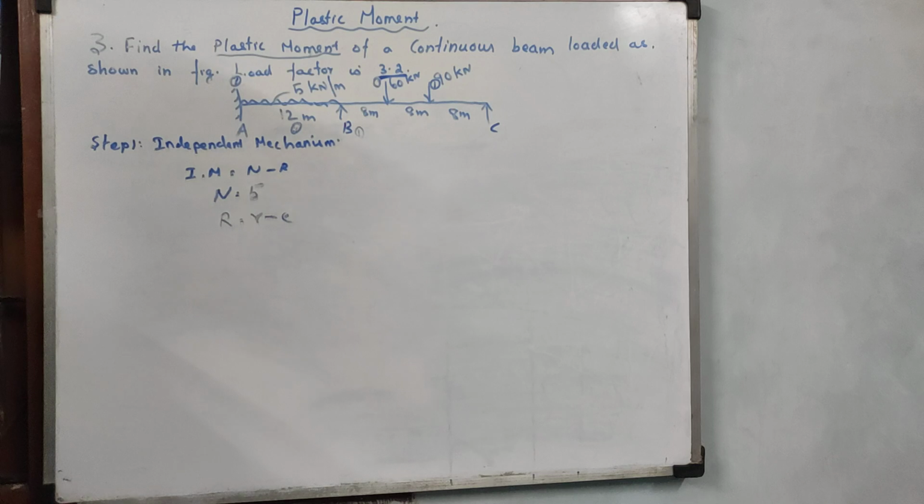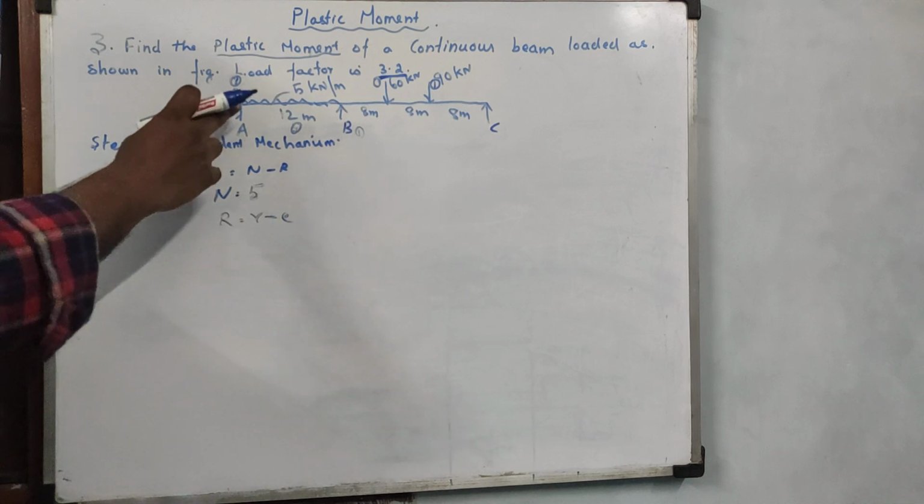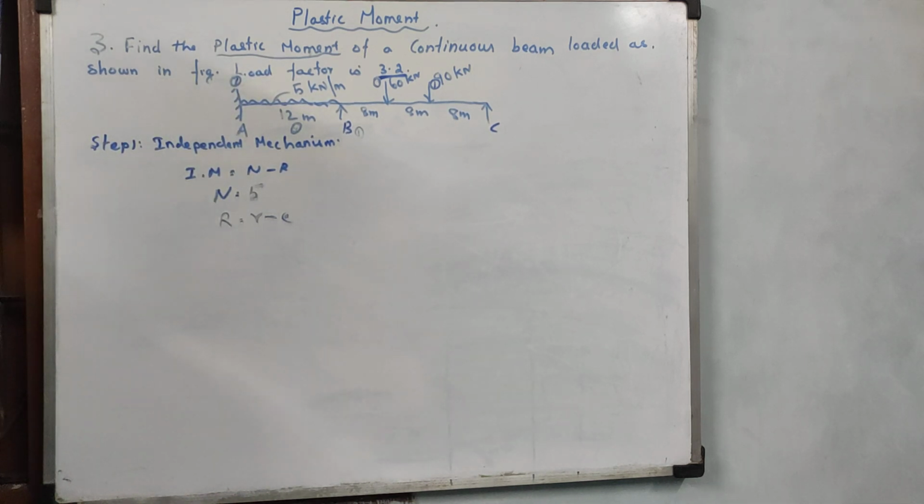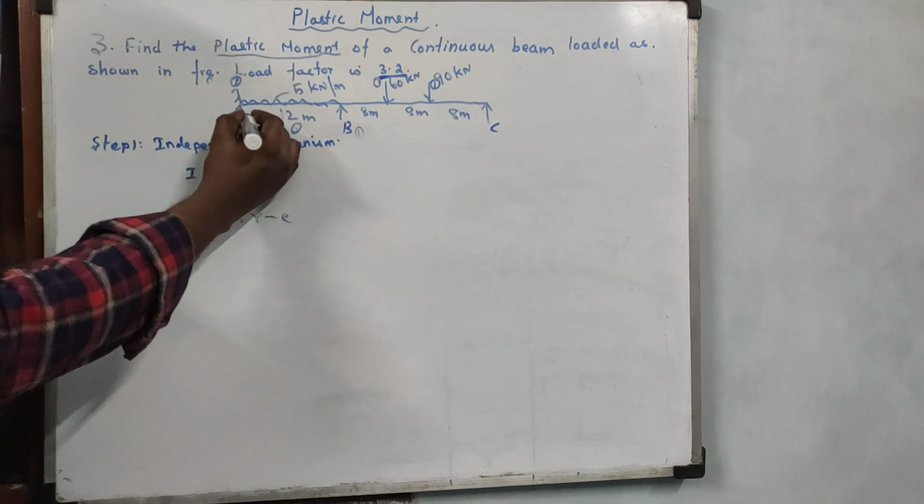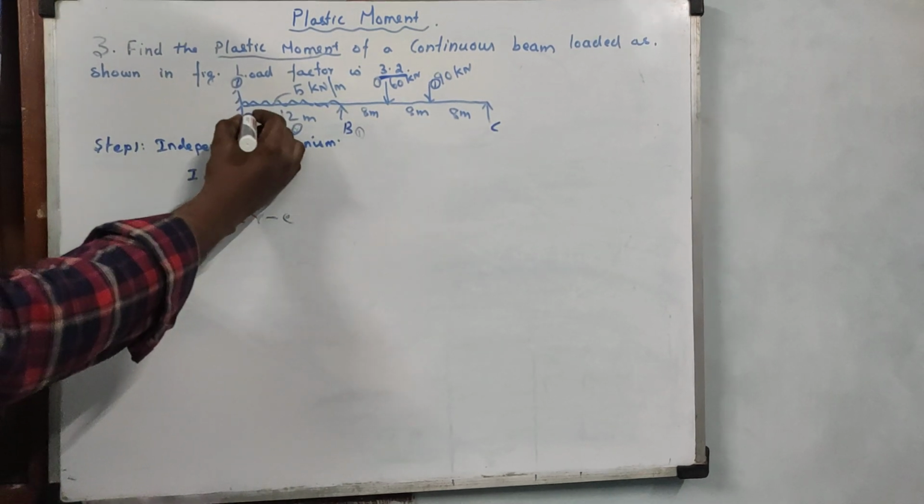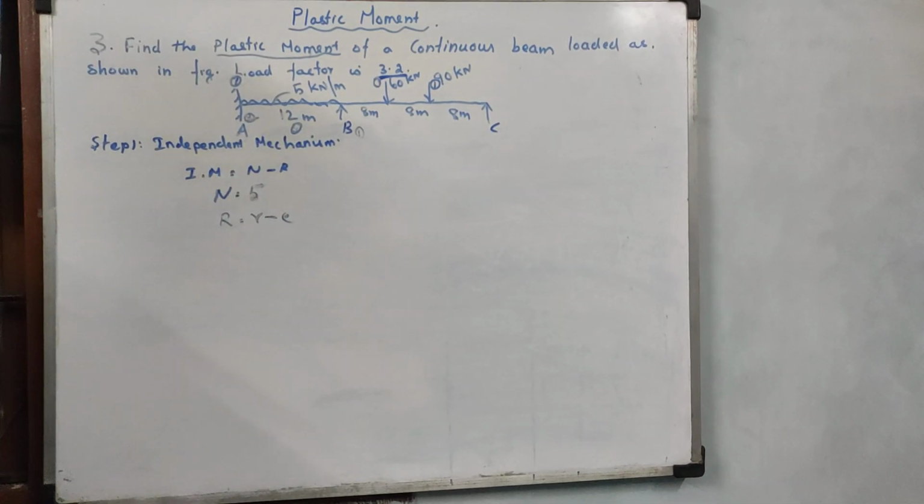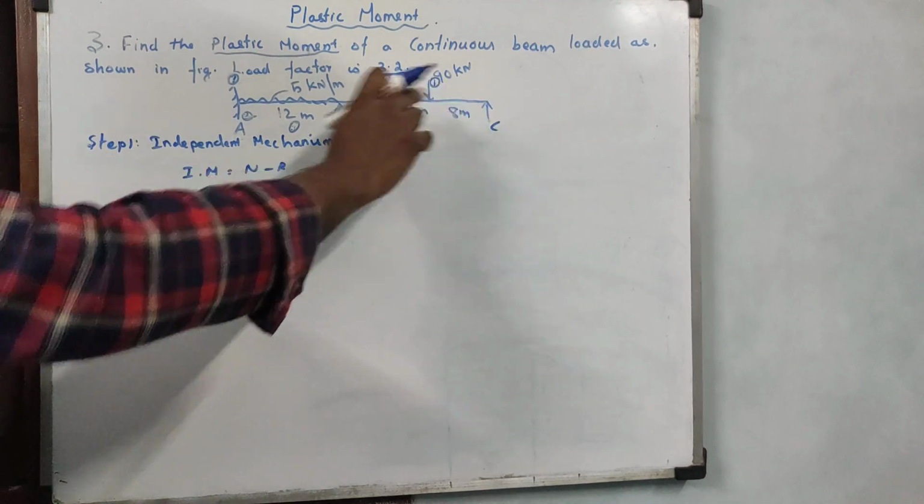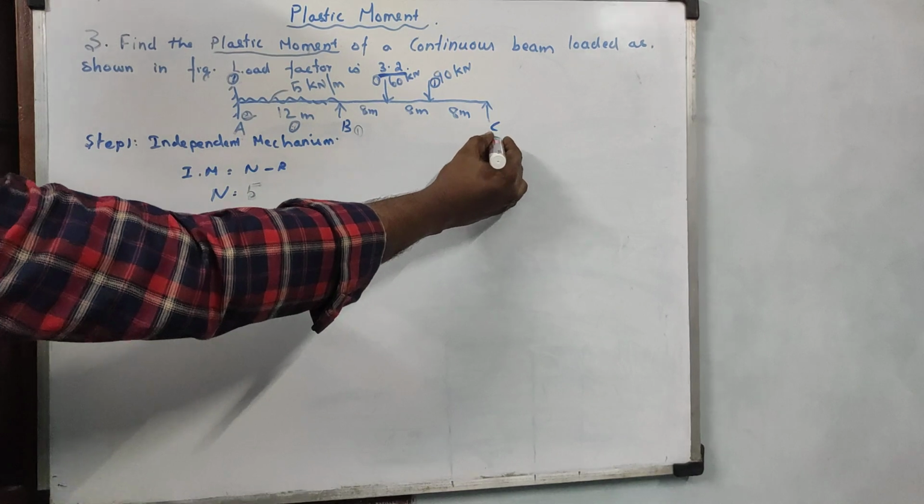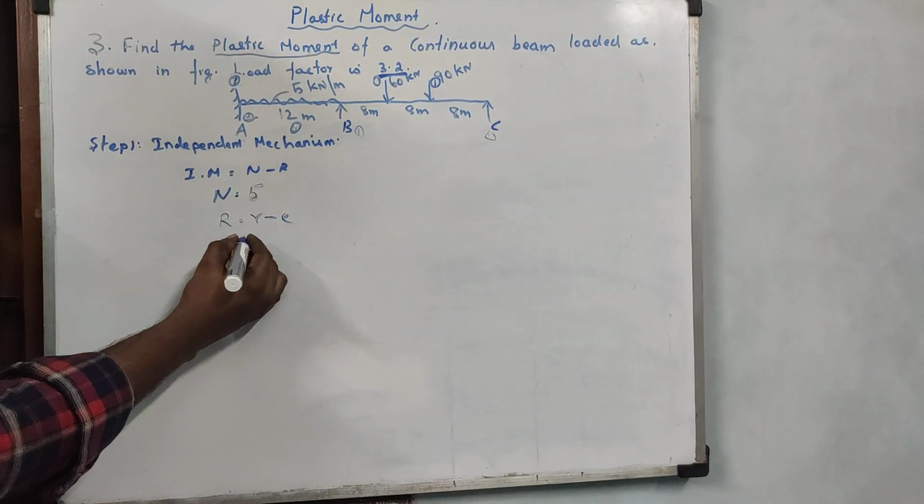But while analyzing a continuous beam, we have to neglect the horizontal reaction. For fixed support, the unknown reactions are 3, that is horizontal force, vertical force, and it can resist moment also. But while analyzing a continuous beam, we have to neglect the horizontal force. Therefore, at the fixed support, there are 2 unknown reactions. At the simple support, 1 unknown reaction, that is vertical. So totally we have 4 unknown reactions.